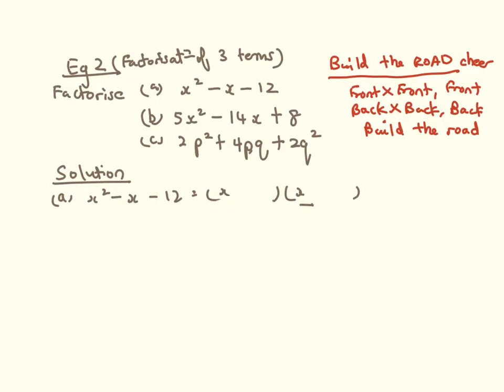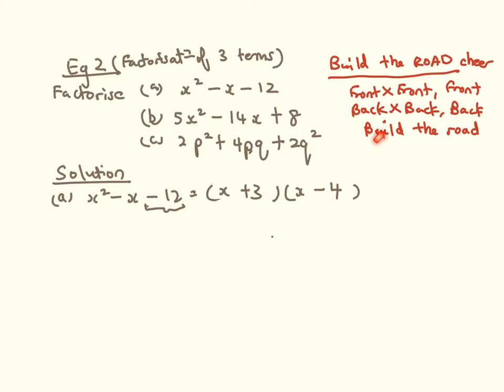Now next one, back times back give you back. So the back is actually minus 12, including the sign. So you can either have a minus 4 times plus 3, or minus 3 times plus 4. So what do you do? Now we can actually try it out. We can actually use a minus 4 times a plus 3. Now how do we know whether this answer is correct or not?